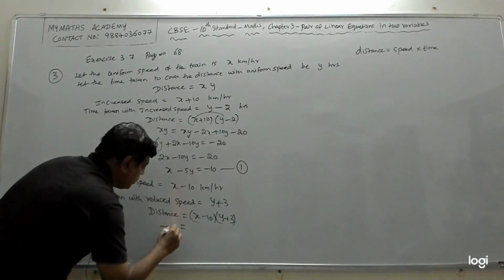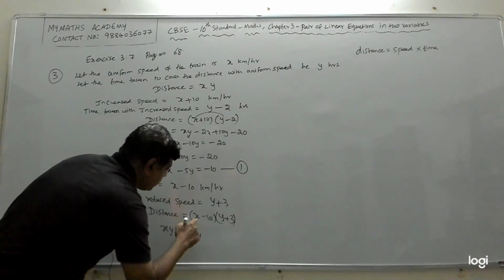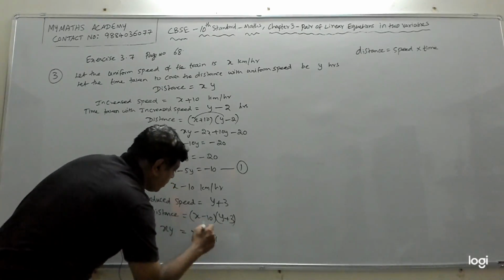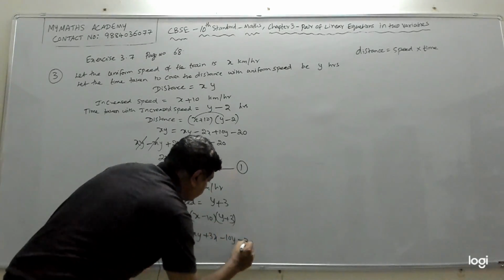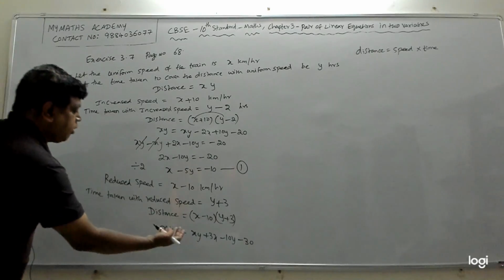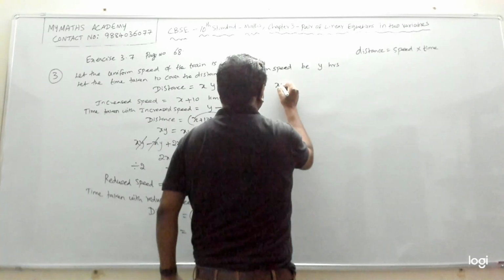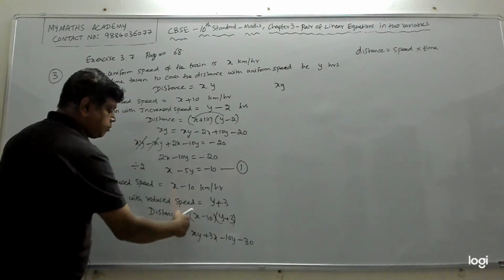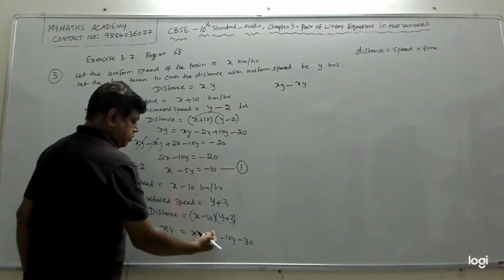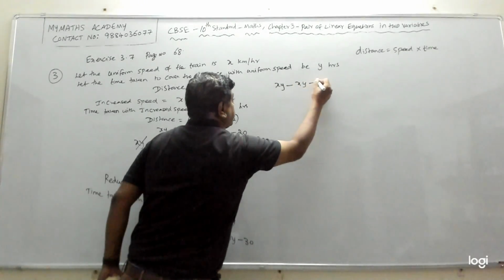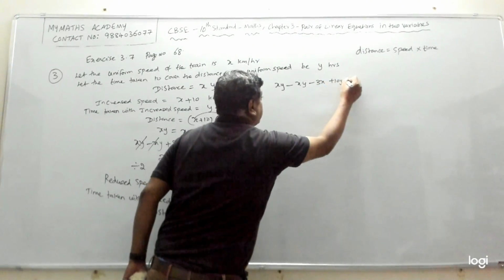So xy equals x into y is xy. X into 3 is 3x. Minus 10 into y is minus 10y. Minus 10 into 3 is minus 30. Now we'll bring all the variables to one side and keep the number this side. So this will become xy, and this xy comes here, it will become minus xy. Then 3x comes this side, it will become minus 3x. Then 10y comes here, it will become plus 10y, equal to minus 30.